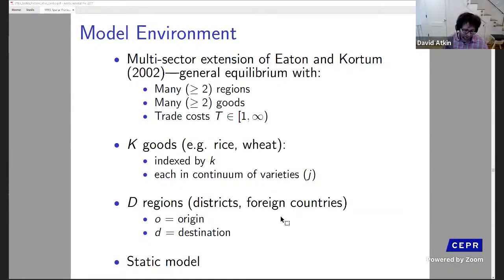So, as I mentioned, the kind of empirical exercises are going to be very tightly guided by a general equilibrium spatial model. And in particular, it's going to be a multi-sector extension of Eaton and Kortum. So there's going to be many regions, many goods, think rice, think wheat, and trade costs, iceberg trade costs. And each of these goods, there's a continuum of varieties, a different variety produced by each location. And we're going to have a continuum of varieties even within locations. And we're going to have origins, destinations, O origins, D destinations.